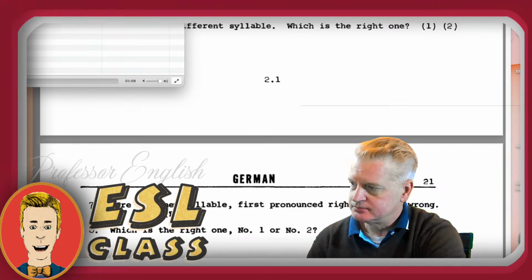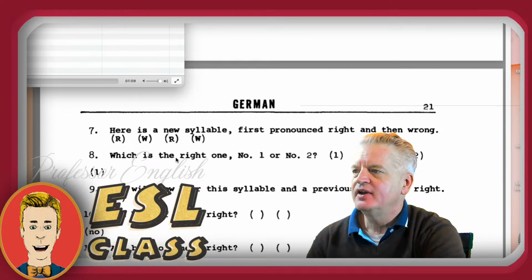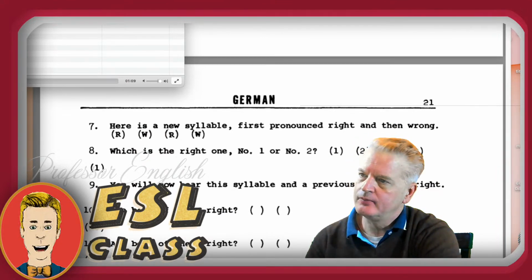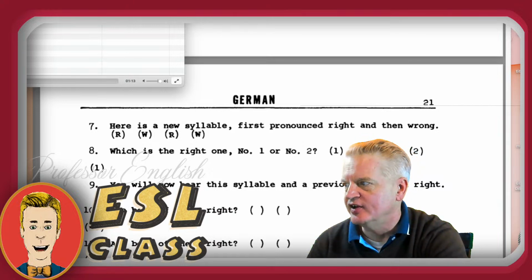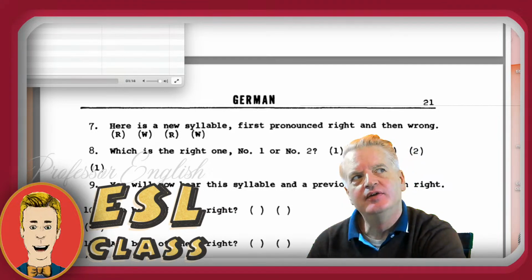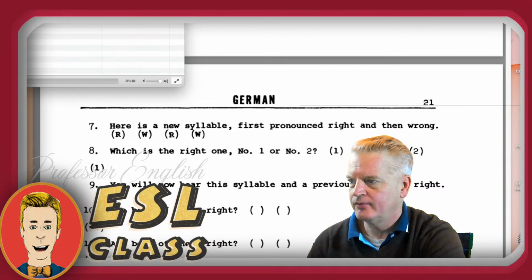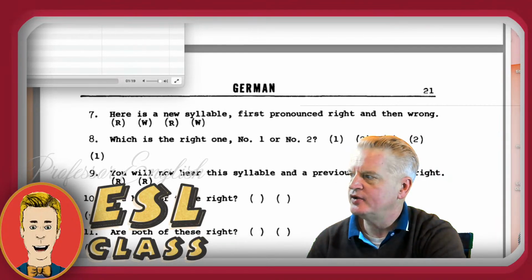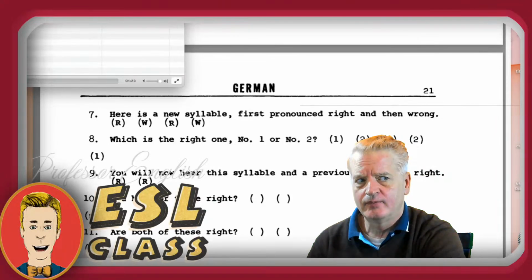Page 2, 7. Here is a new syllable, first pronounced right and then wrong. She, she. So he, she. She, she. 8. Which is the right one? Number 1 or number 2? Number 1, she, number 2, she.